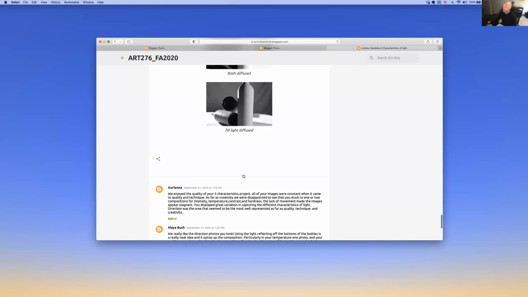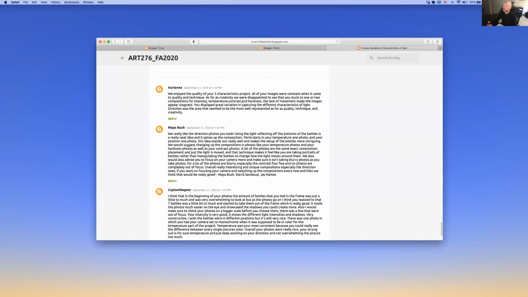So let's take a look at what your peers say. I imagine they'll have something to say about it's the same composition over and over. We would suggest changing up the compositions in the photos. So I would agree with them on that, changing the compositions of the photos. It looks like you're getting the general idea, except for that temperature.